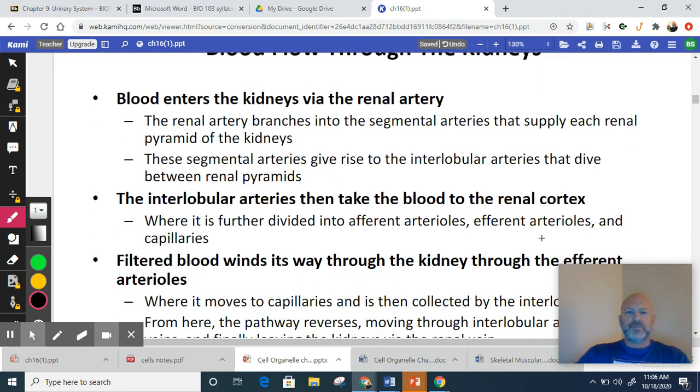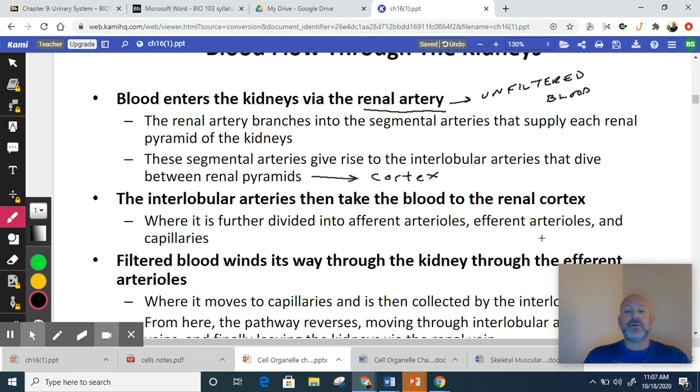So let's look at filtration. Blood enters the kidneys via the renal artery. So this renal artery is carrying unfiltered blood. This blood is rich in wastes. Once inside the kidney, the renal artery branches into smaller arteries. And then these smaller arteries continue to branch, forming into the interlobular arteries that will then dive between the renal pyramids. And where they're going is they're going through the pyramids. The goal is to make it to the outer edge near the cortex, because it's in the cortex that the filtering units of the kidneys begin.